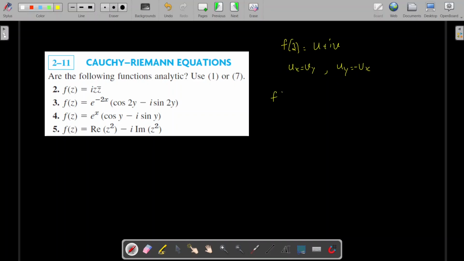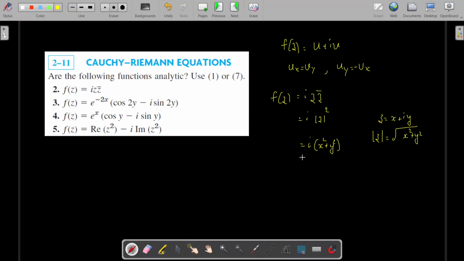So first problem is f of z is equal to i into z bar. You want to check whether this function is analytic or not. For that, you have to express the function in the form u plus iv. So actually, we will write i into z bar as i into mod z square. Z is equal to x plus iy. Then mod z is equal to square root of x square plus y square. So mod z square is x square plus y square. So I may write i into x square plus y square. So this is the function f of z.